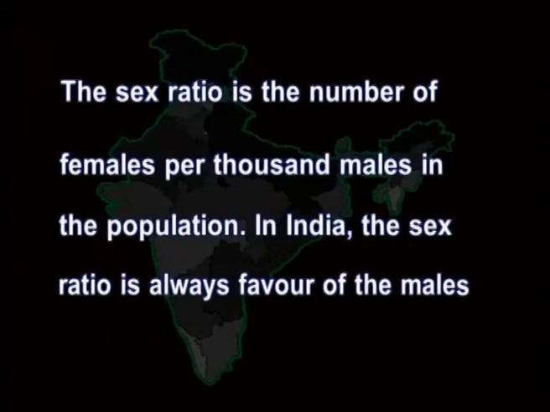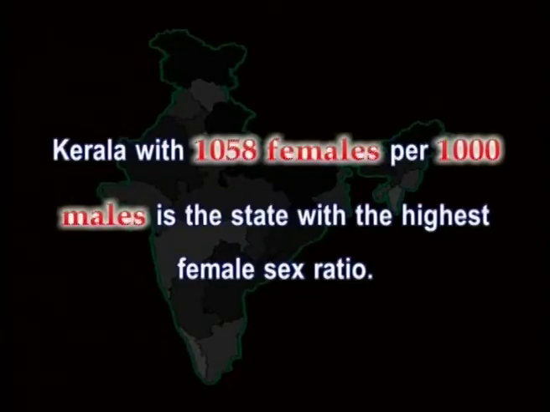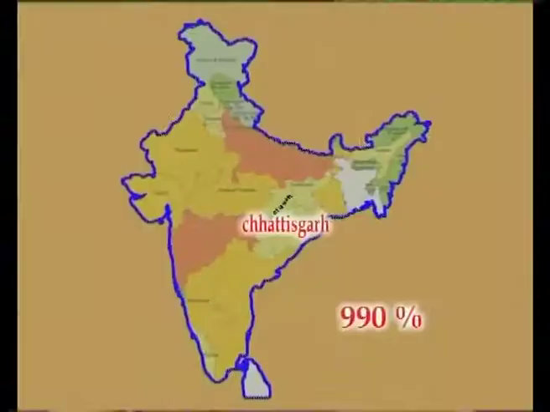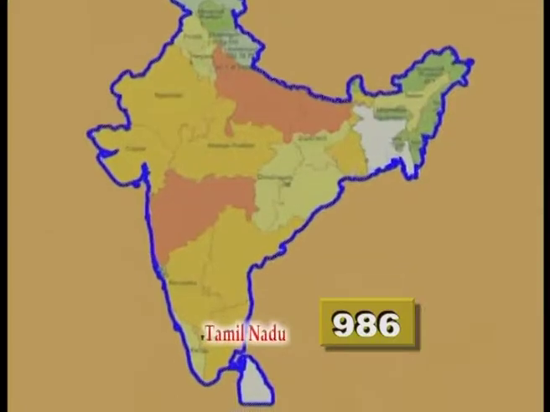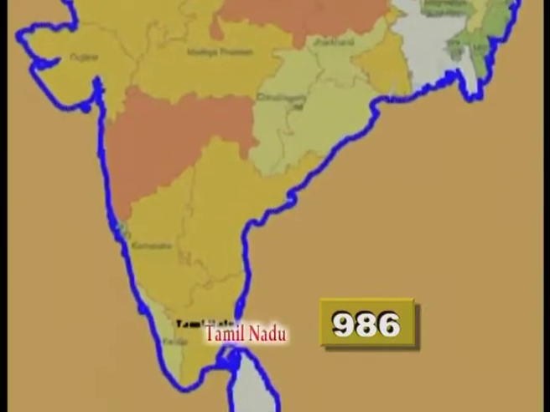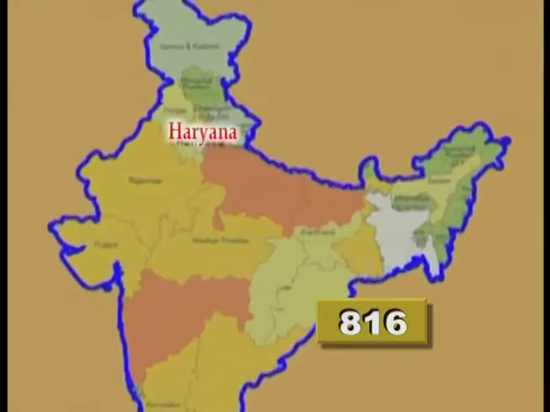The sex ratio is the number of females per 1000 males in the population. In India, the sex ratio is always in favor of the males. In 2011, it stands at 933. Kerala with 1058 females per 1000 males is the state with the highest female sex ratio. Pondicherry with 1001 is second, while Chandigarh with 990 and Tamil Nadu with 986 are at third and fourth places respectively. Haryana with 861 has the lowest female sex ratio.